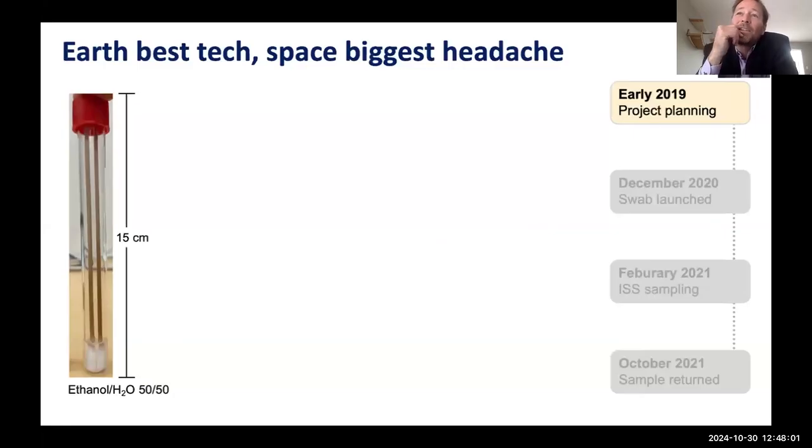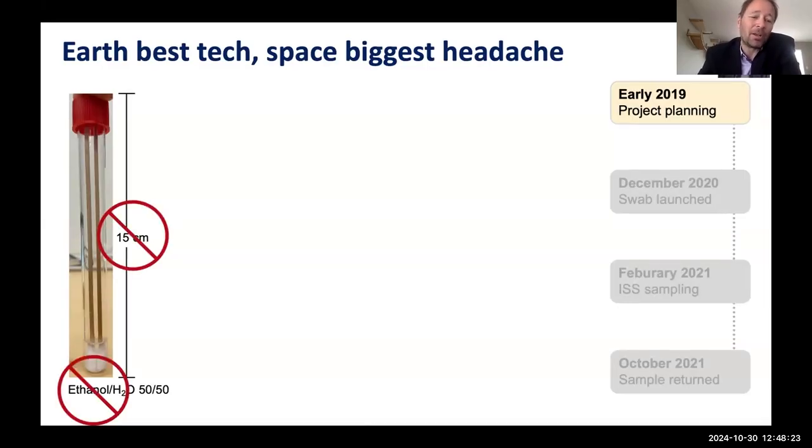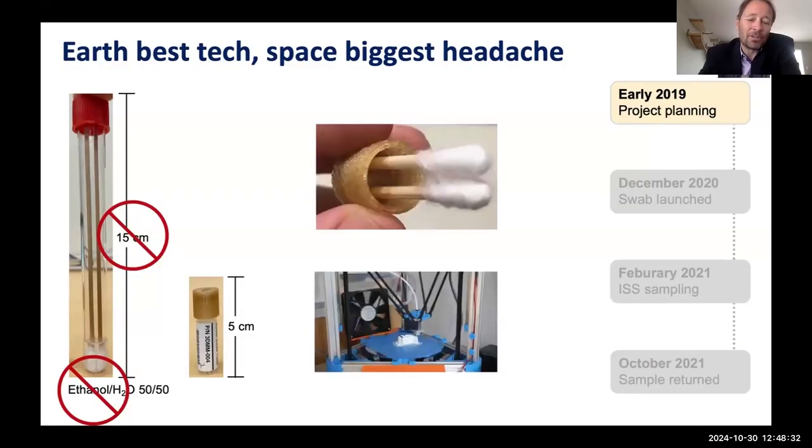But one of the challenges that you face when you start to do these sort of space projects is that the best tech that you have on Earth, and in our case, we used a lot of these swabs that have ethanol in them, but these are 15 centimeter tubes. If you send things up in rockets, you don't want to take up a lot of volume. We also couldn't send up anything with ethanol. And so we needed to design our own tubes that were less than 5 centimeters in size, but still had these dual cotton swabs. And so we did 3D printing for this.